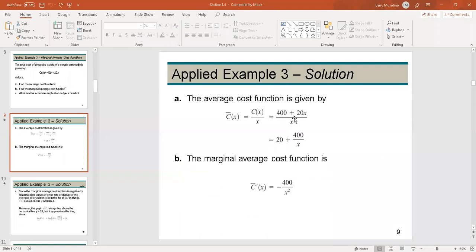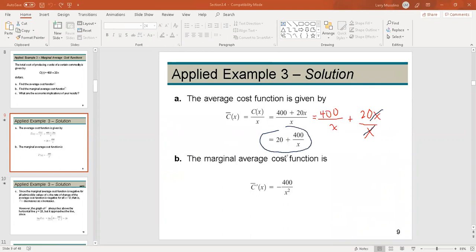So here it is. I can simplify this a little bit because what I could do here is break this up into two separate fractions. So I'll take the 400 and put it over the denominator x. Then I'll also take the 20x and put it over x as well. Of course, 20x over x, these x's cancel out, and I'm left with this result.